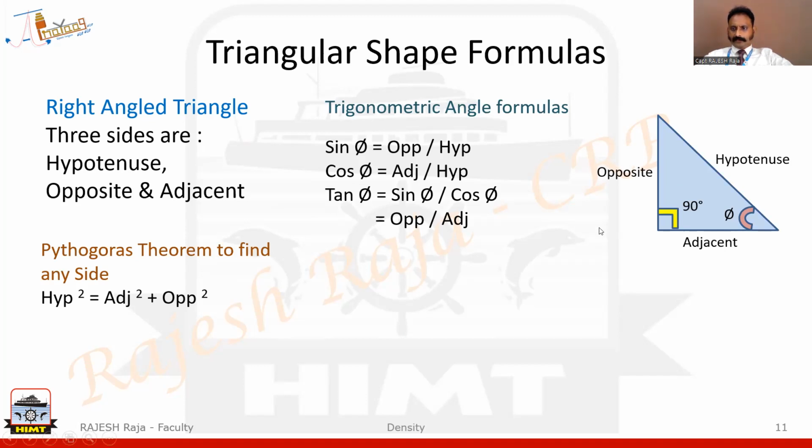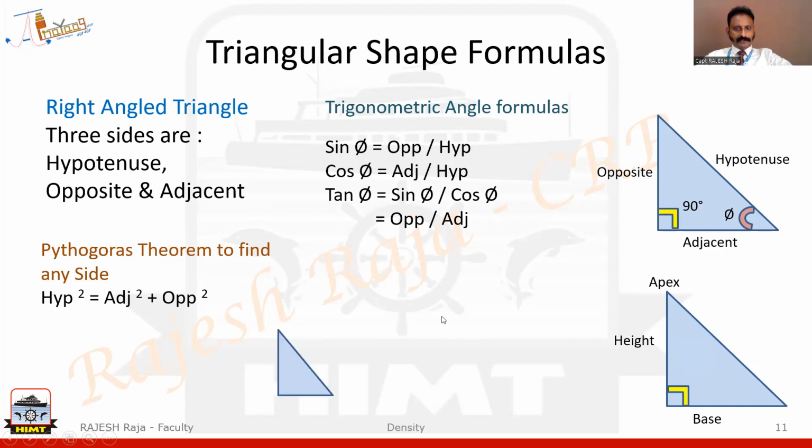Let me show you the same right angle triangle again with a different naming. Why? Because these names will be used in all your problems. You will see that the top tip is called your apex. The bottom horizontal line is called the base. And this vertical distance between the base and the apex is also called height. I'm going to show you an isosceles triangle very similar to this. So here is the base, that is the apex, and this is what is called height.